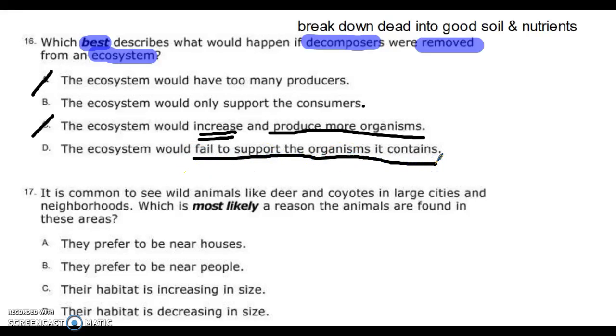And that's exactly what Sienna just said. Mr. Bullens, the entire ecosystem collapsed. B is an okay answer. D is most definitely the best answer.